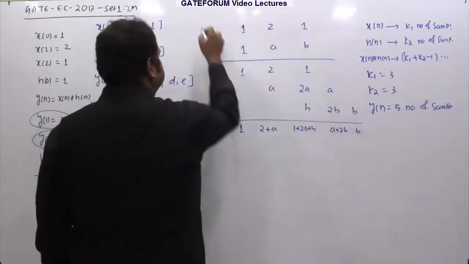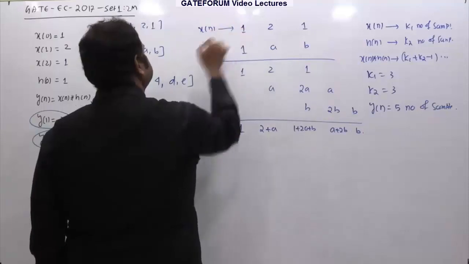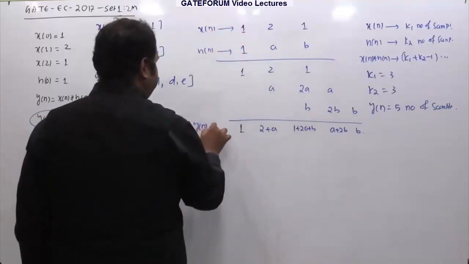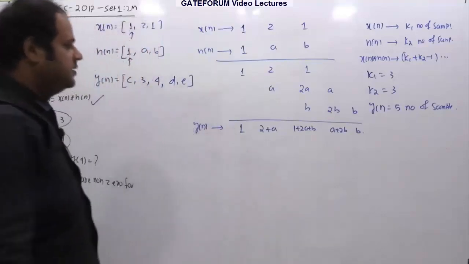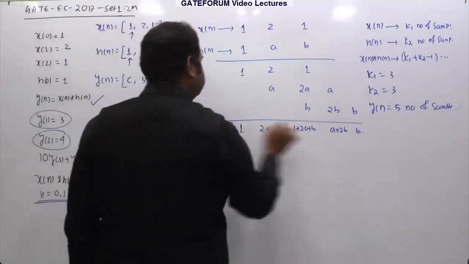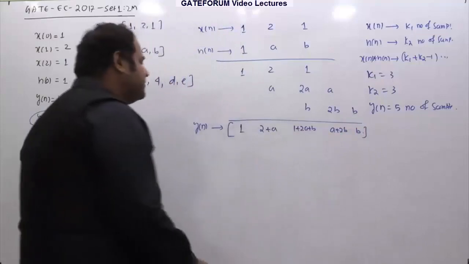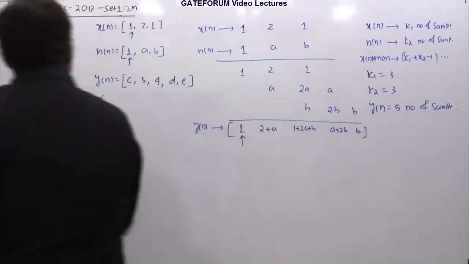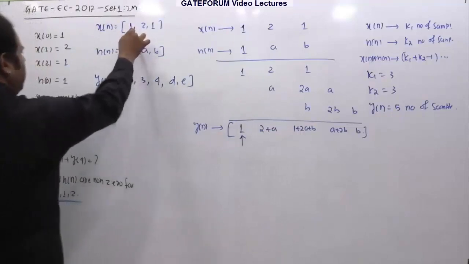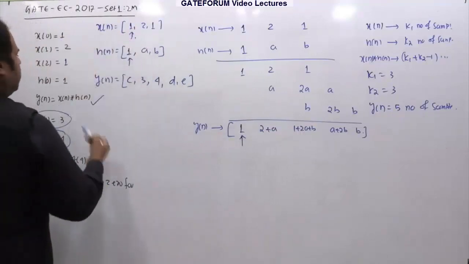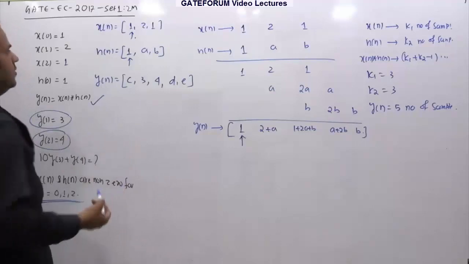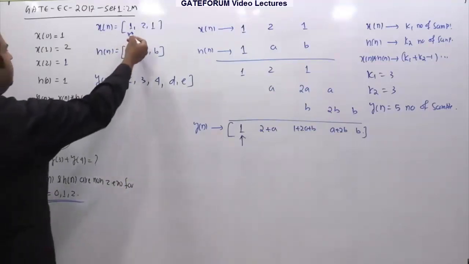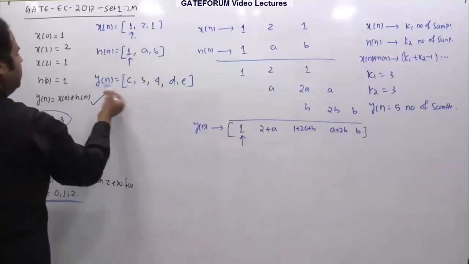This is what x of n was, this is what h of n was, and this is what y of n is. And what is the 0th sample? This is the 0th sample. How can I say that? Because the lower limit of x of n is 0 and of h of n is also 0. So the lower limit of y of n should also be 0, because the lower limit of this plus the lower limit of this is the lower limit of y of n.